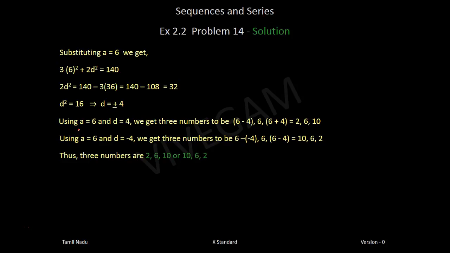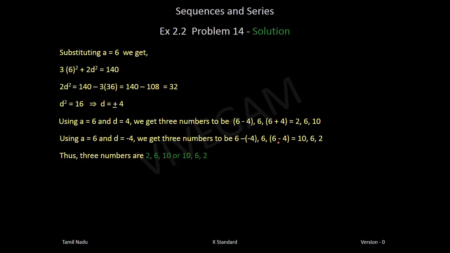Using a equals 6 and d equals 4, you get one set of answers. Using a equals 6 and d equals minus 4, you get another, because d has two values, either 4 or minus 4. So when a equals 6 and d equals 4, the three numbers are a, which is 6, a plus d, that is 6 plus 4 is 10, and a minus d, that is 6 minus 4 is 2. So 2, 6, 10.